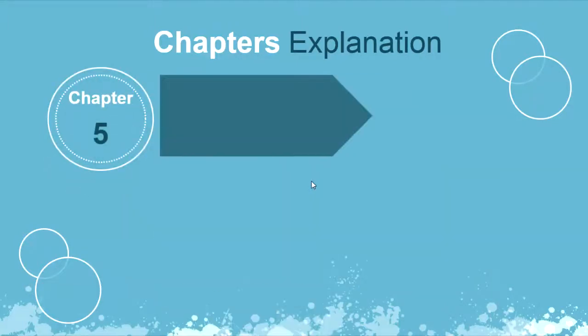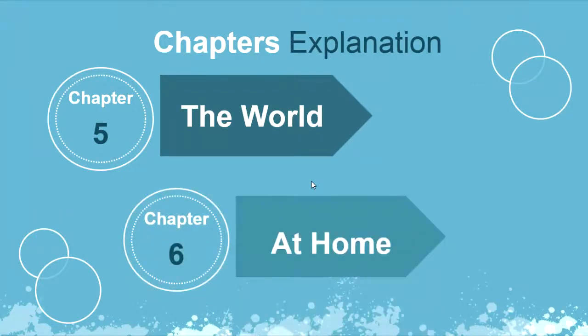And the next chapter is chapter 5, the world. This chapter explains about countries. So what are other countries called in English, like Korea and Japan, and Europe, like that. Then chapter 6, at home. This is an interesting chapter too, because it explains the food and drinks that we often find in daily activities, and the things that we see every day and what they are in English.